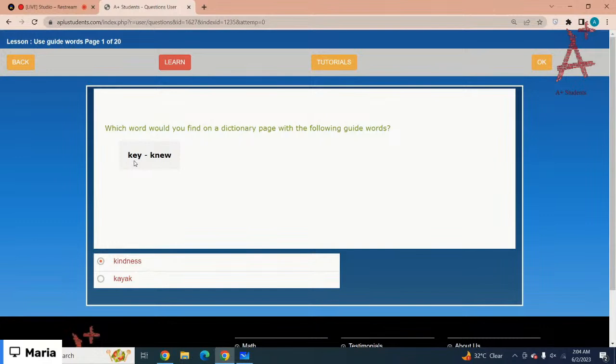Got it? You have to look for the second letter. Here you have E. So all the letters that are after E would be on the same page. The first letter would be K and the second letter would be the one that is after E. So it would be kindness. Got it?